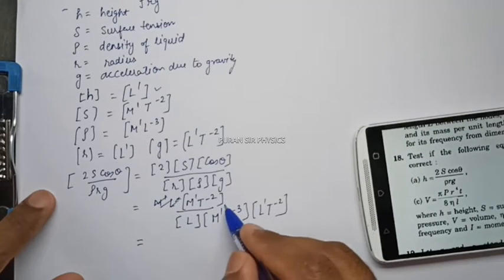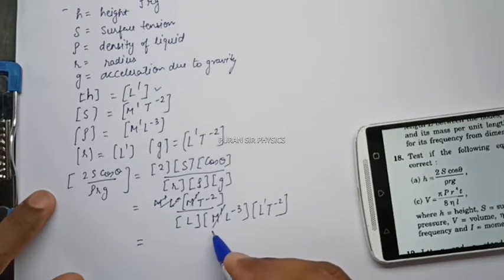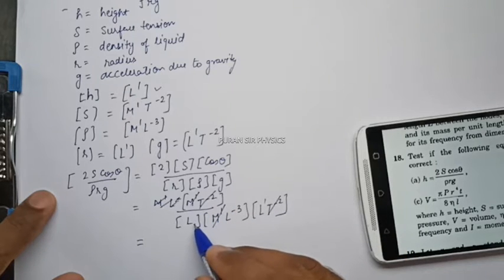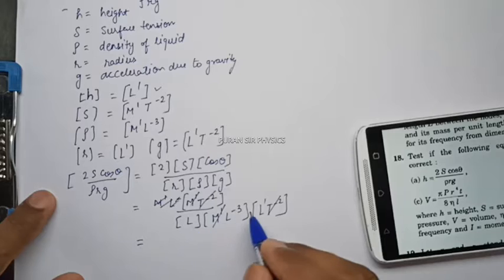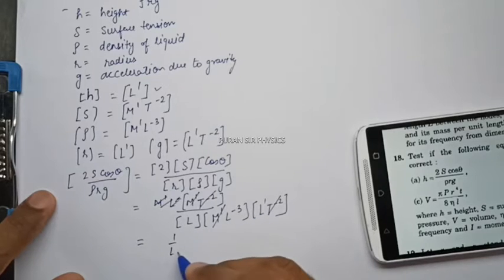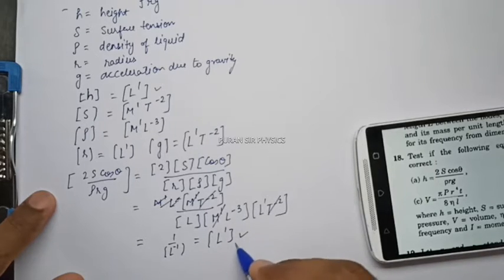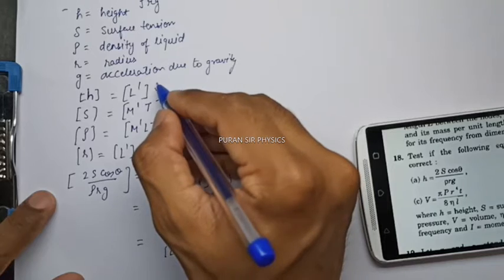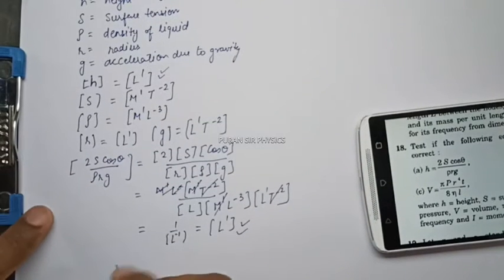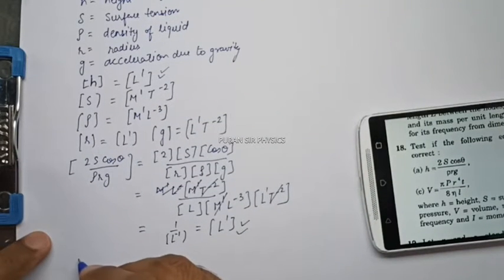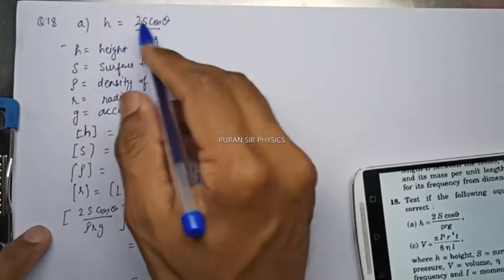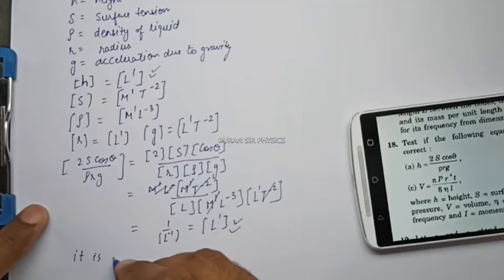So from here M and M cancel, and we can cancel this with this. So we will get 1 upon L raised to power 1 -1, so it comes out to be L raised to power 1. So it has the same dimension as the dimension of h. We can say the given formula is dimensionally correct.